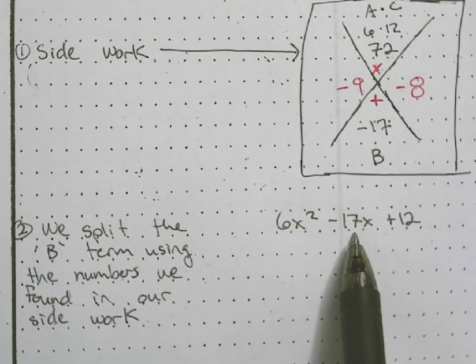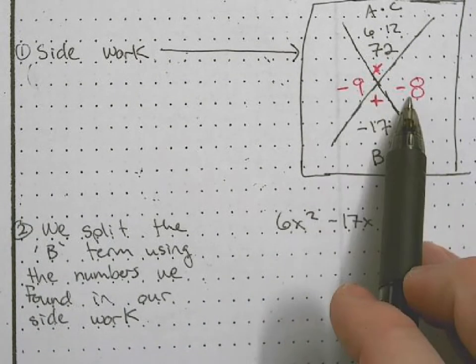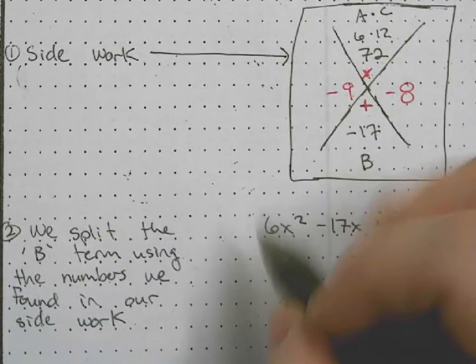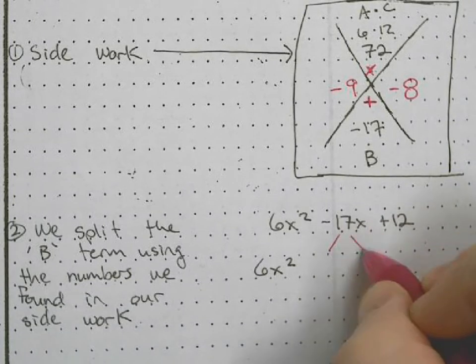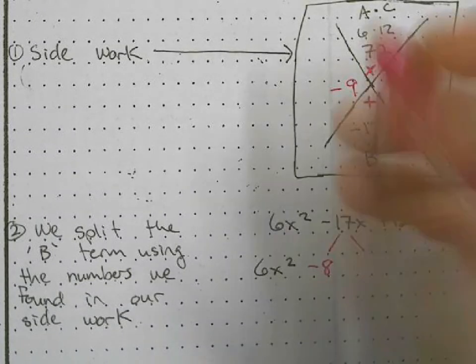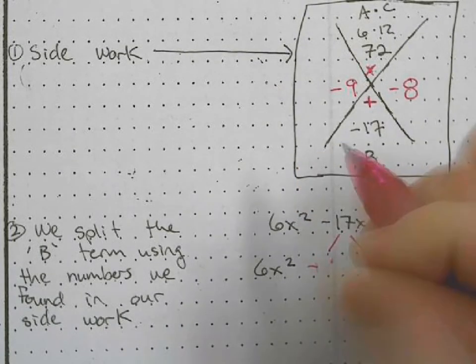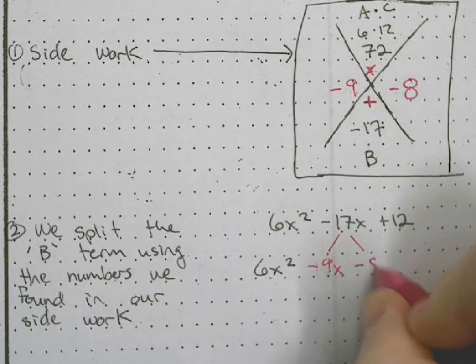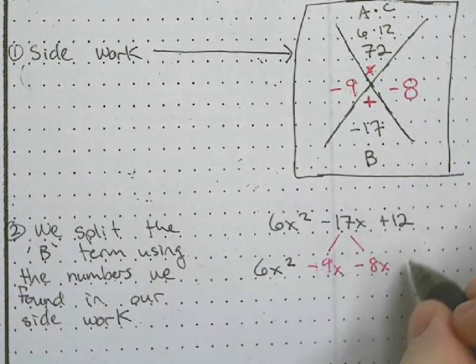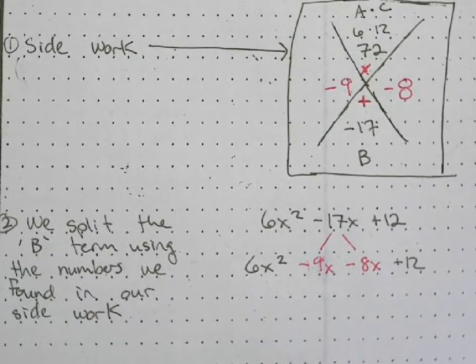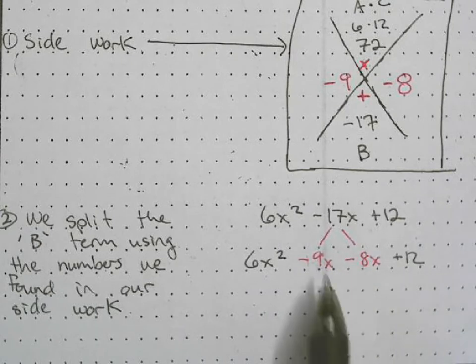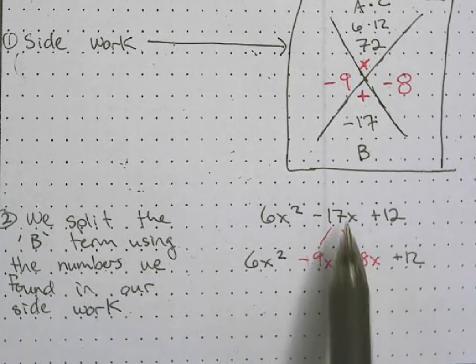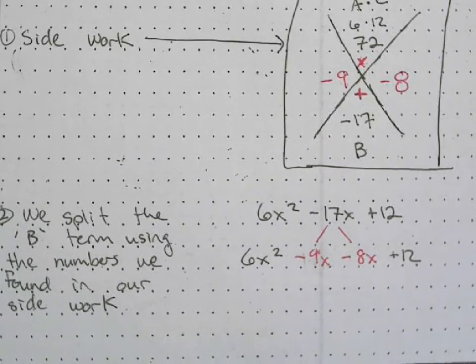Now I'm splitting this b term using the numbers that I found in my side work. So 6x squared stays the same. I'm going to split my minus 17x into minus 9x and minus 8x, and then the plus 12 stays the same. It's kind of like we're going backwards from simplifying. But if I did simplify, I'd get back to where I started, so this is okay. Negative 9 minus 8 is negative 17. So I just split this b term into the numbers that I found using my side work.